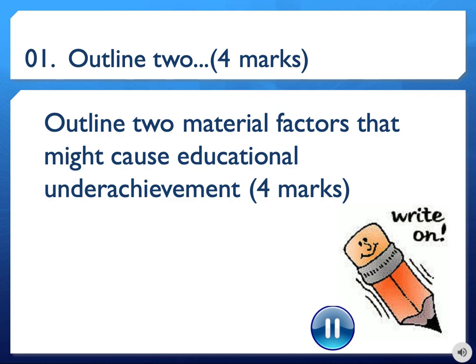Let's have a look at an example of a question. Here, question 1 is asking you to outline 2 material factors that might cause educational differences with regards to achievement. Remember the rule. You need to state your factor for 1 mark, explain that factor that you've just identified for the +1 mark, and then do the same for a different or separate factor.